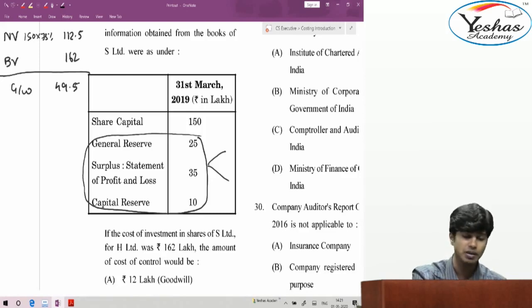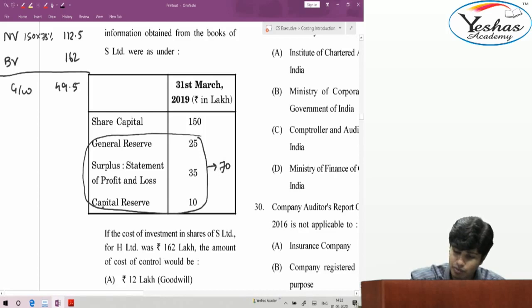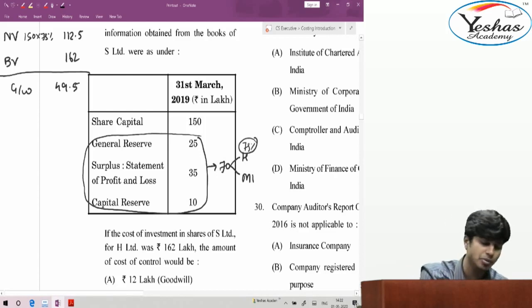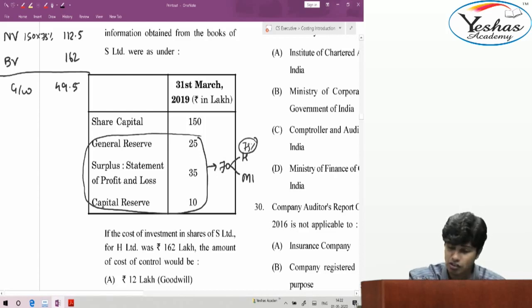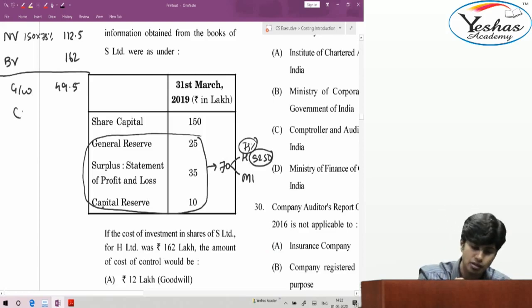25 plus 35 plus 10. That comes to 70. So total is 70. Now 70, if I categorize it into holding and minority, how much will holding get? 75%. So how much is 75% of 70? 70 into 75% gives me 52.50. So 52.50 is capital reserve. I'll write here capital reserve 52.5 lakh.